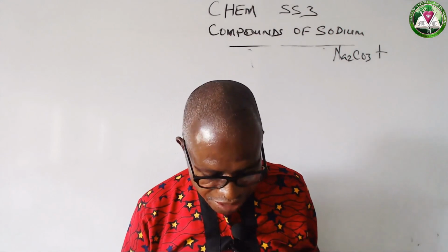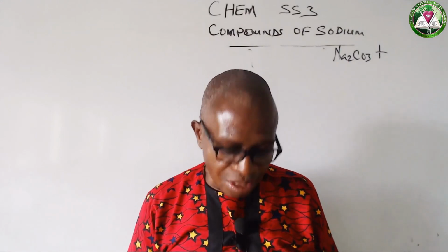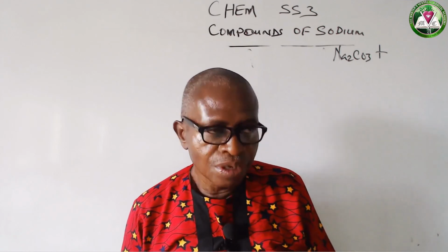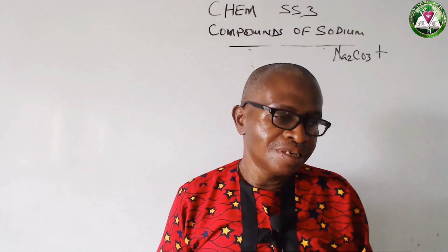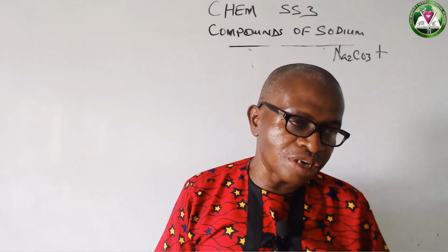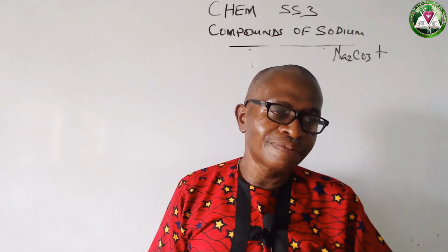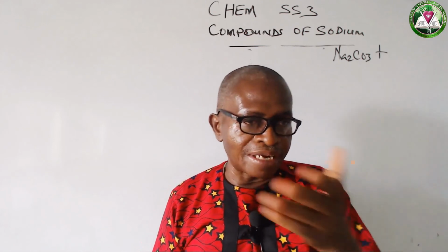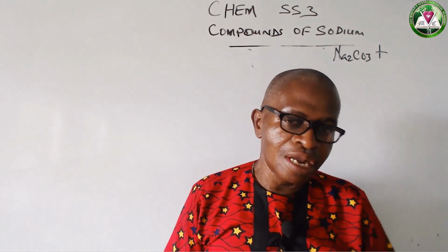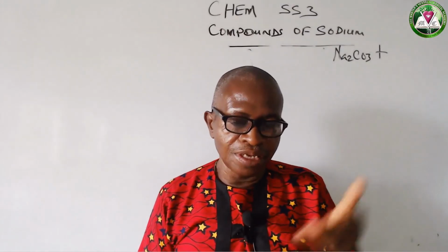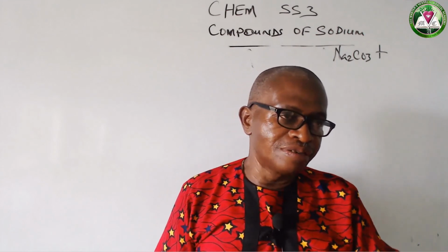I think with this, we have gotten some of the important things we need to know here. The important thing is that you should be able to write the chemistry of the reaction, which is for you to know what happened at the cathode and what happened at the anode. I said that what happens at the anode is oxidation and what happens at the cathode is reduction. And you should have the ability to write down the equation.